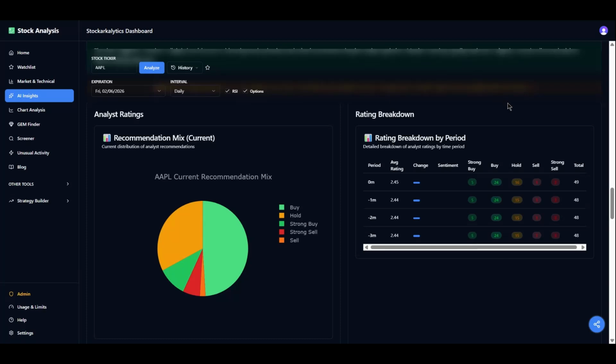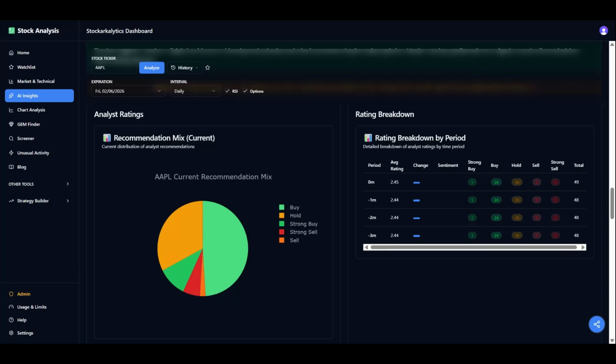This is one of the most important parts, rating breakdown by period. On the left, you can pick different lookbacks, like 0 months, 1 month, 2 months, 3 months, and for each period you'll see the average rating, the change, and the overall sentiment. Then, on the right, it splits the analyst opinions into counts: strong buy, hold, sell, or strong sell. So you can see if the distribution is shifting towards bullish or bearish over time.